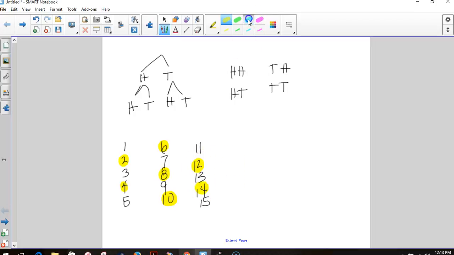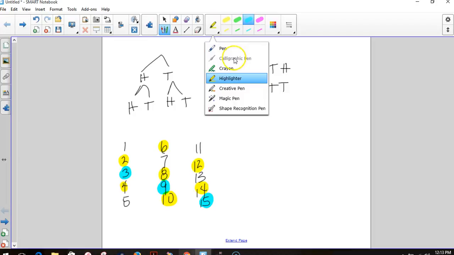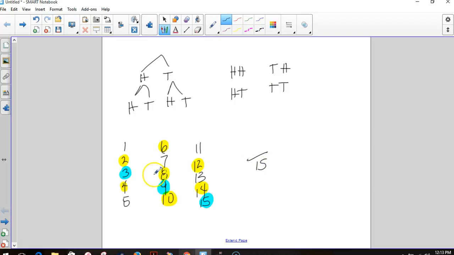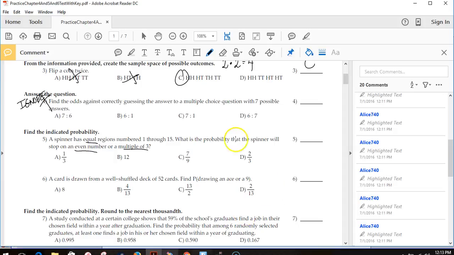And then we want multiples of 3. So 3, 6, I already counted that one. I don't need to do it again. 9, 12, already counted 12, so I don't need to do that again. And then 15. So out of the 15 numbers, I have 3, 6, 10, or also known as 2/3. Let's see how they want it. Reduced as a 2/3, so D.